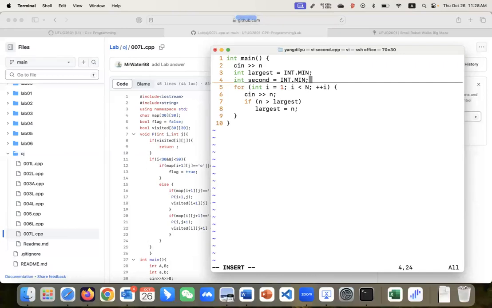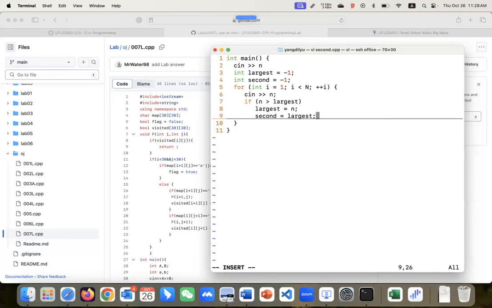Or if you know the range of your numbers, you can say if all of them are greater than 0, then you can put -1 here. Let's assume every number is greater than 0. If not, you can put int min here. You can have a largest one, and if the current one becomes the largest one, the old largest one becomes the second largest one. You're done. Something like that.